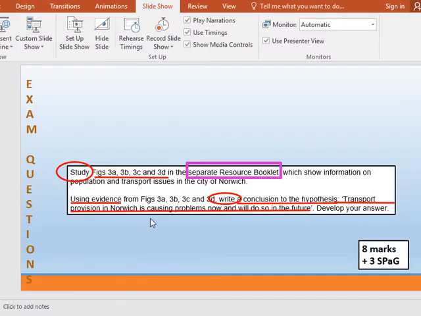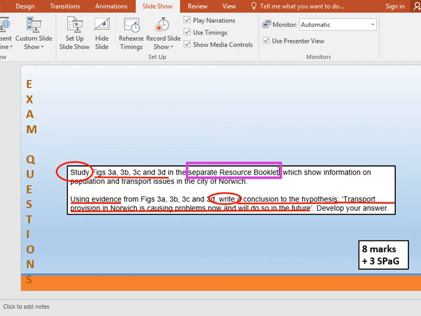Hello there, and I'm going to go through this question that you can see on the visualizer here. Transport provision in Norwich is causing problems now and will do so in the future. Develop your answer. This is for OCR B Geography at GCSE level, and of course we do also have to study figures 3A, B, C and D in the separate resource booklet that was given for the sample 2022 paper.